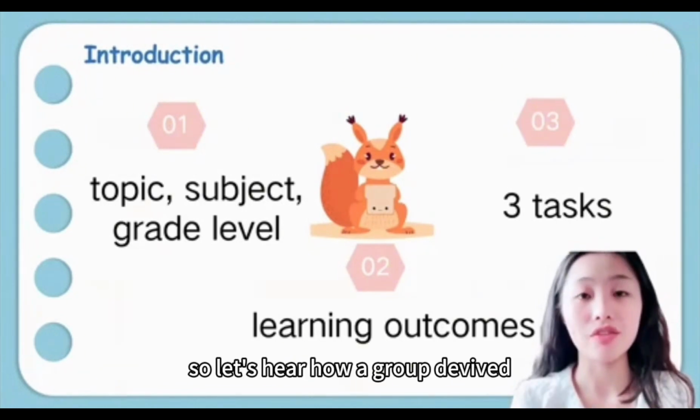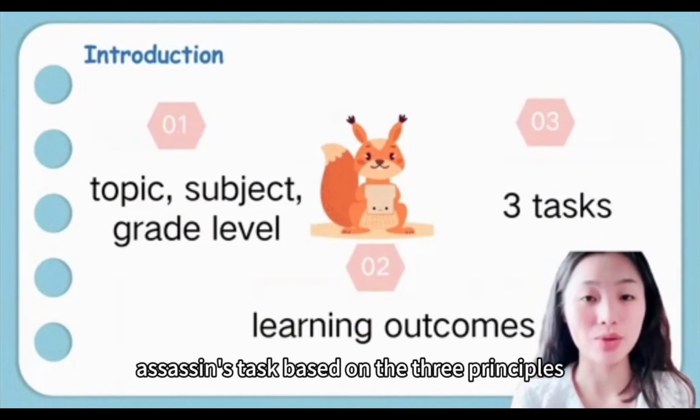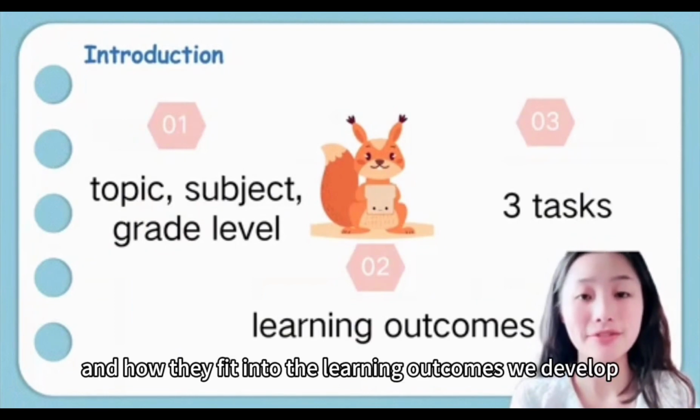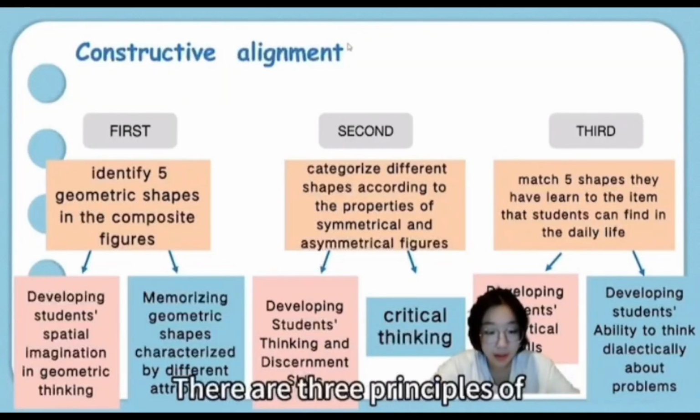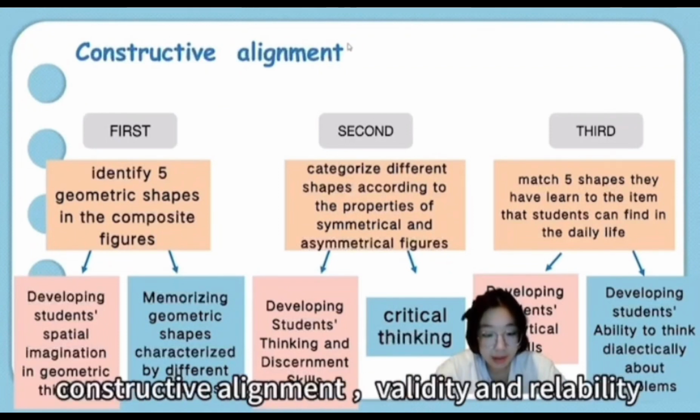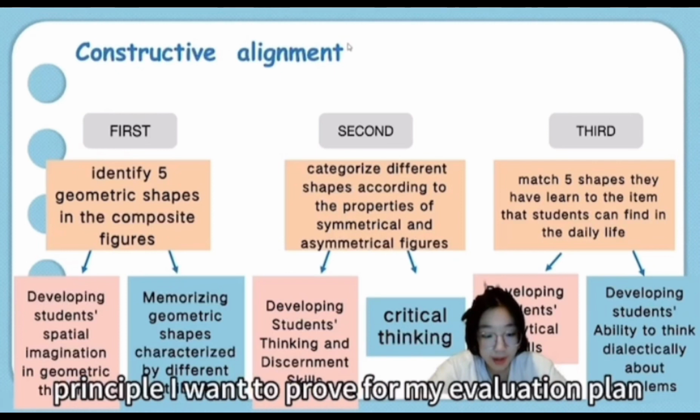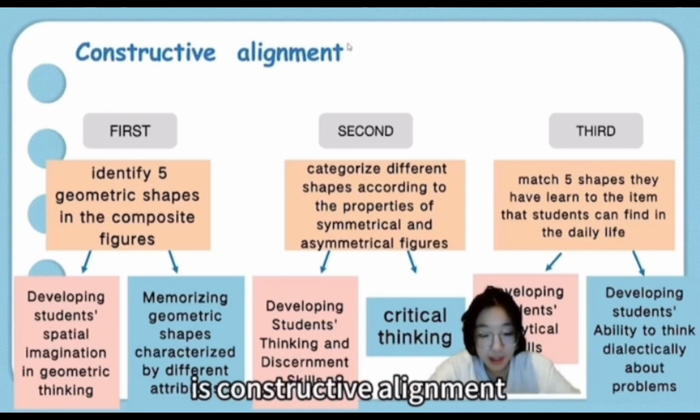So let's hear how our group developed the assessment tasks based on the 3 principles and how they fit into the learning outcomes we developed and the level of learning they were in. There are 3 principles: constructive alignment, validity, and reliability. The first principle I want to prove for my evaluation plan is constructive alignment.